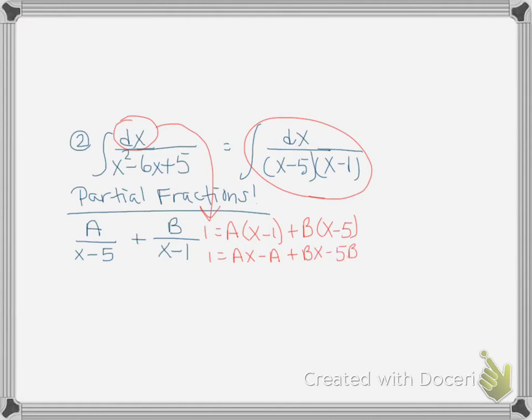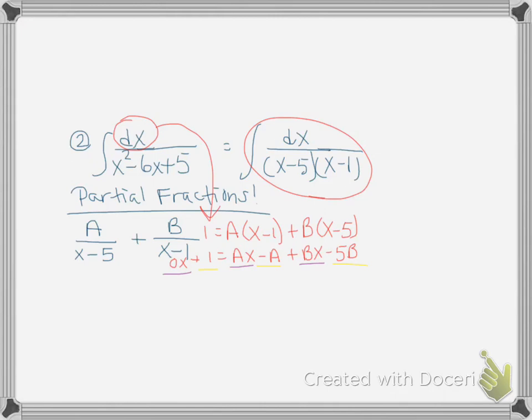We are going to take everything that has an x and put it together, and everything that does not have an x, and we are going to combine those together. The other way you could think about it is, I could have written on this side plus 0x, because there's no x in my numerator.